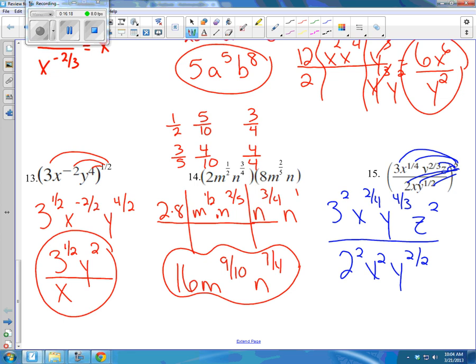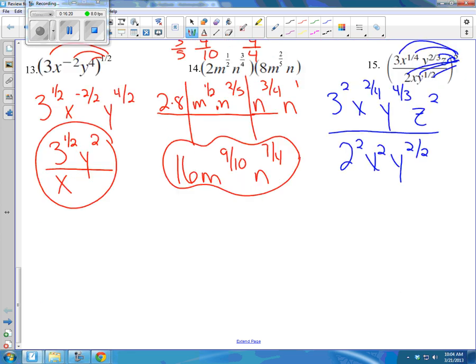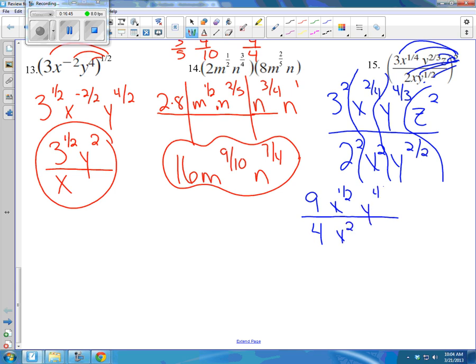And it is pretty well organized, actually. I mean, if you notice, all my numbers are together, all my x's are together, my y's, and the z doesn't have anything to pair up with. But 3 squared, I'm going to turn into 9. 2 squared, I'm going to turn into 4. And I can't simplify 9/4. Let's take x to the 1/2 with x squared. Y to the 4/3 with just y. That's y to the first, and then the z squared.